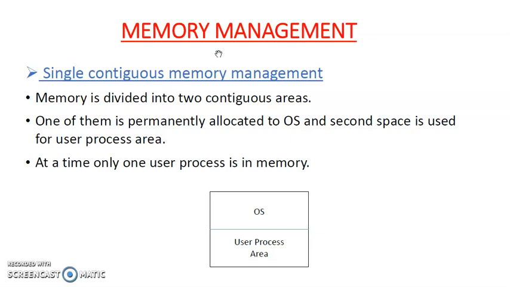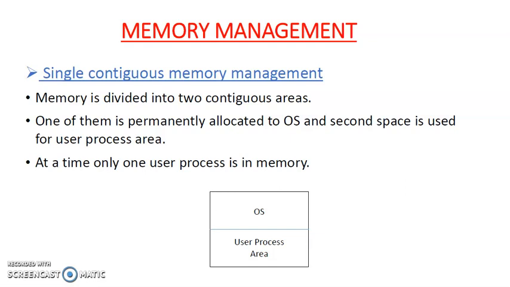So what is the advantage of this memory management? This scheme has a very fast access time, but its use is very limited. It does not have a multi-user facility, only a single user process is in memory. This is the disadvantage of single contiguous memory management.